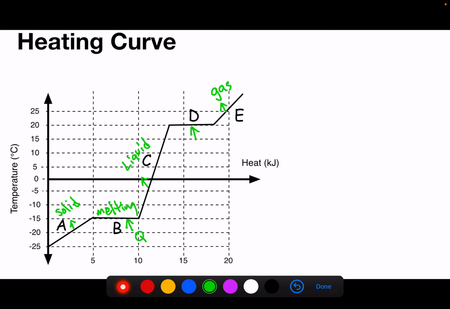Notice this is not water because our boiling point is not 100. Our boiling point is going to be 20. So this is some other substance. The negative 15 is where the first plateau happens, and that would be called the melting point. So when you look at these graphs, you should be able to find the melting and boiling points, and you should be able to know each of your phases.